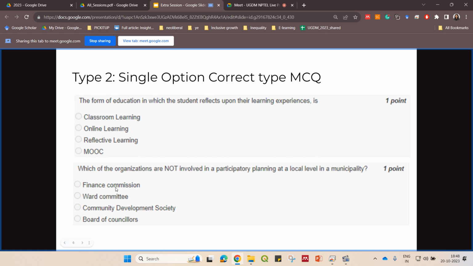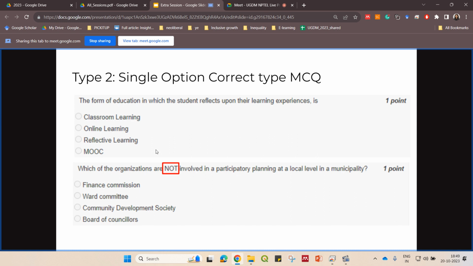Similarly, this question, which of the organizations are not involved in a participatory planning at a local level in the municipality? So you might get confused. For example, ward committee is one which is involved in participatory planning. Board of councillors again are involved in the participatory planning. So is the community development society. So why is it confusing? That there are multiple options which might be connected to the participatory planning, because you need to focus on this note here. So be very careful while answering single option correct type MCQs.